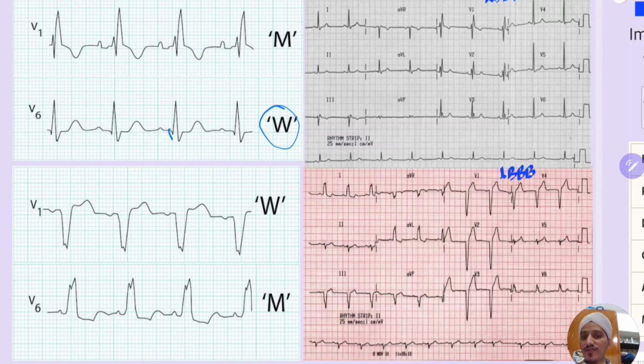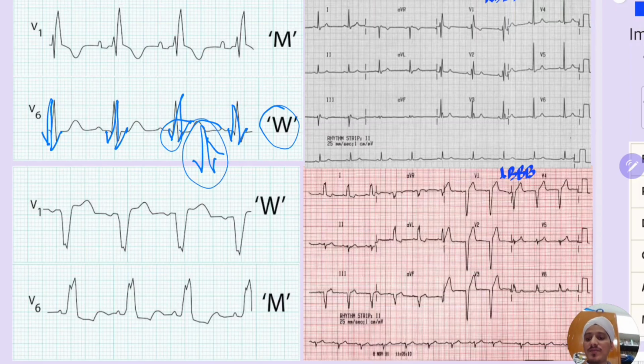This small S wave you can see going downside like this, and big R here like this. So W: small S wave, big R wave, small Q wave and small S wave, big R wave. The limbs of W are like this. So this is W pattern in V6.